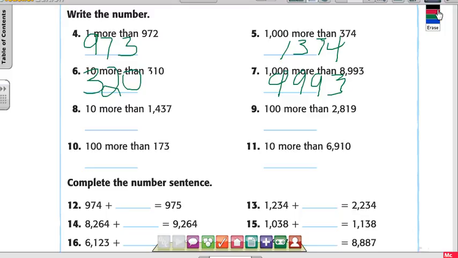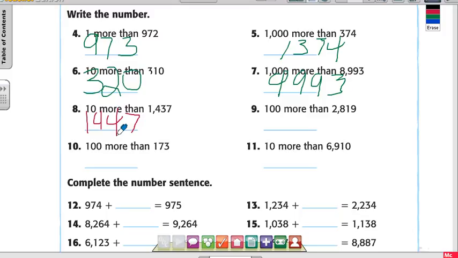Number 8. It says 10 more than 1,437. Does the thousands, hold on, does the thousands change, please? No. Does the hundreds change? No. Does the ones change? No. It says 10 more. That means the number in the tens place changes. So 1 plus 3 would be 4. So my answer would be 1,447.